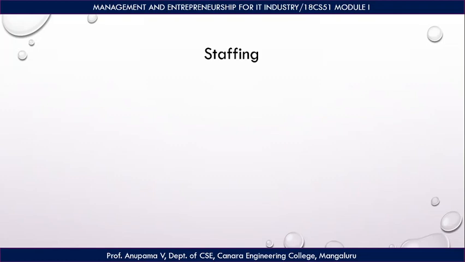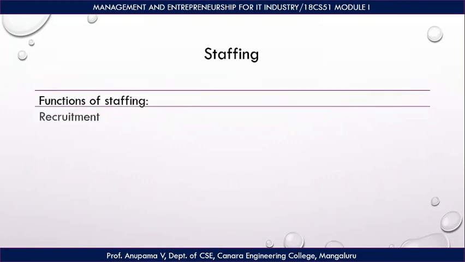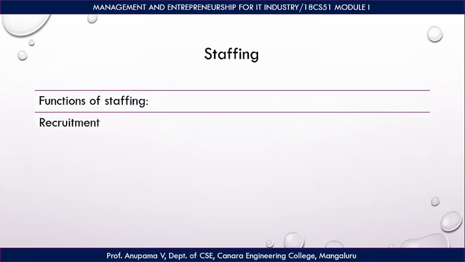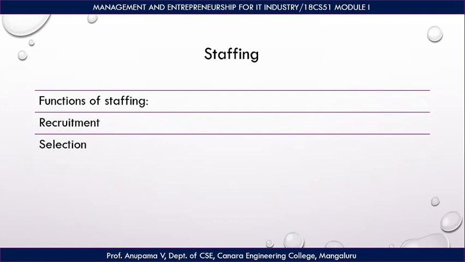Filling and keeping the positions provided by the organization structure filled with the right people is the staffing phase of the management function. The sub-functions of staffing are recruitment or getting applicants for the jobs as they open up. Selection of the best qualified from those who seek the jobs.